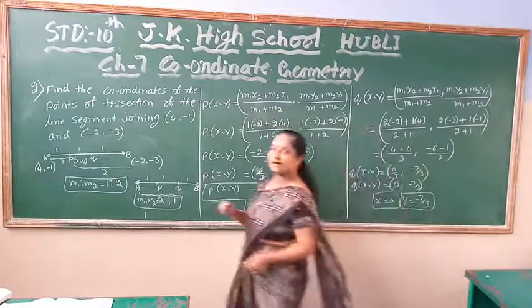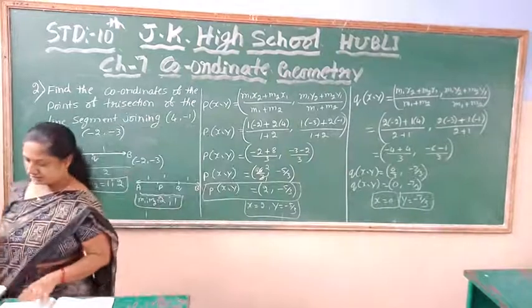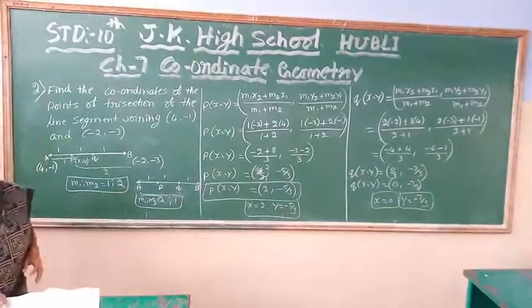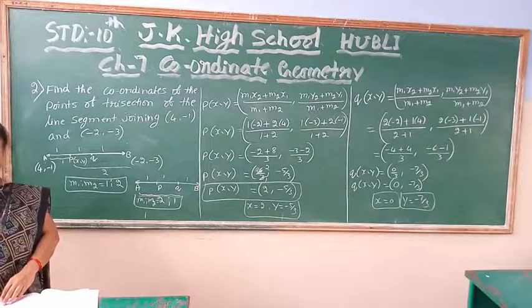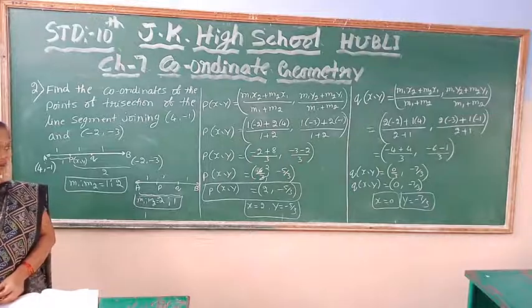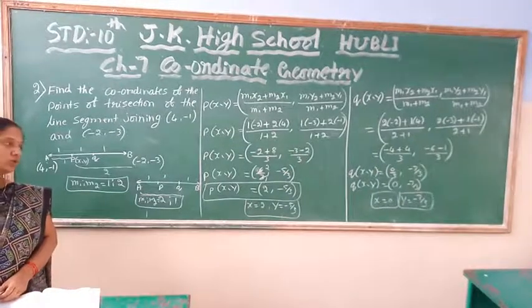Okay children, write down now. You write down in your notebook. So first, for the P coordinates I got the x value as 2 and the y value as minus 5 by 3, and in the next case, for Q, I got x is equal to 0 and y is equal to minus 7 by 3, children.